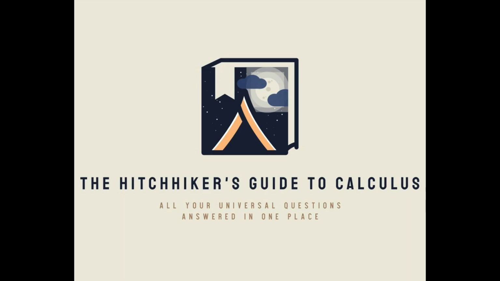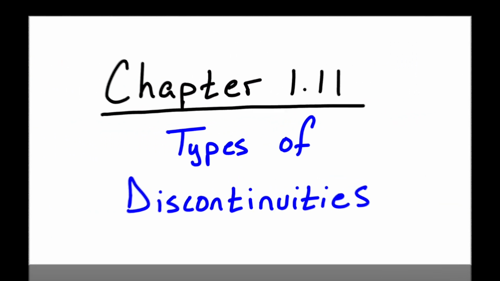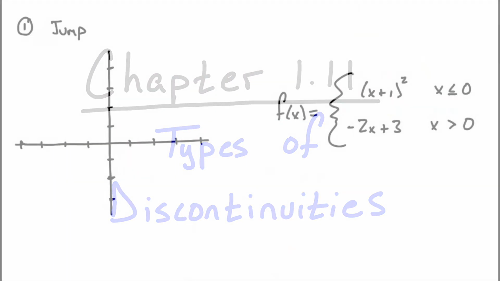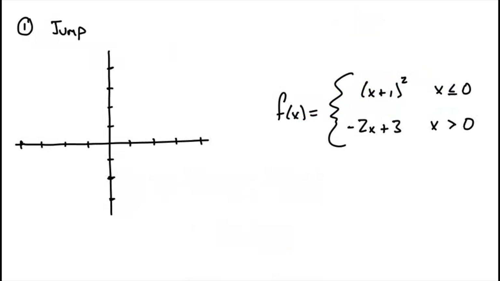My name's Kevin, and I'll be your guide to Chapter 1.11, Types of Discontinuities. Now, there are three different types, and we'll start with what we call the jump discontinuity. I think it's easiest to see from a piecewise function, so I have a piecewise function defined over here.